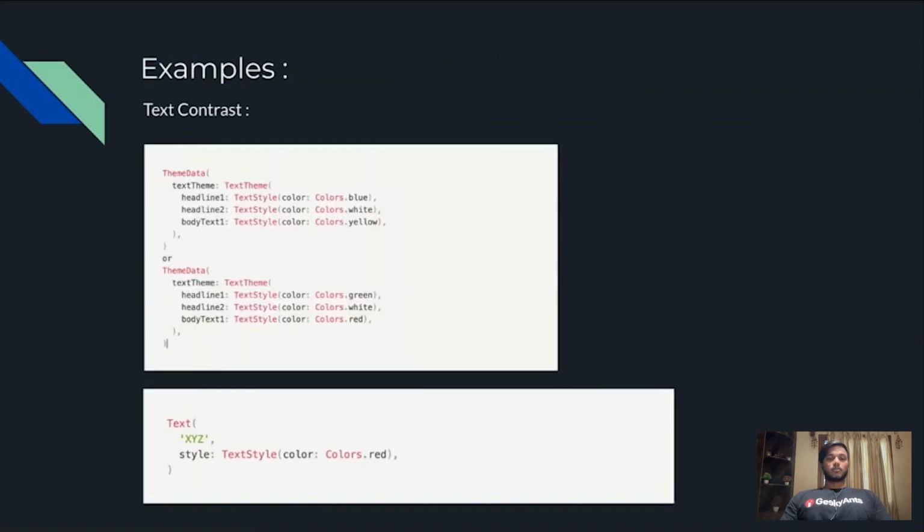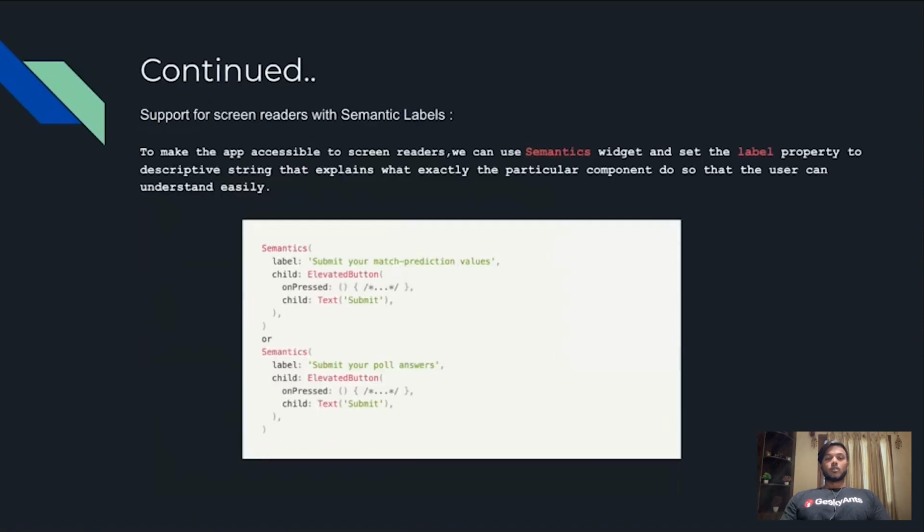These are the examples. So for text contrast, we can simply use theme data, as I already discussed. We can set the text style for the headlines and body text, etc. And for specific text, we can use TextStyle. Support for screen readers with semantic labels.